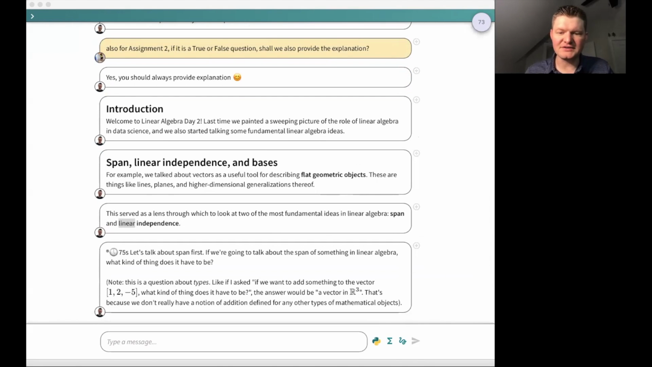So let's talk about span first. If we are going to talk about the span of a thing, what kind of a thing does it have to be? This is a computer science-y kind of question because it's about types. It's asking us to make sure that we know what kind of thing we can do stuff to. It illustrates a point that I think is often underestimated in mathematics education, which is that types are really important. If you're performing operations with things, it really matters that you know what kind of things they are, because they support different operations. They might support an operation of the same name that actually behaves differently. And it's really hard to get things straight in your head if you don't know what types things are.